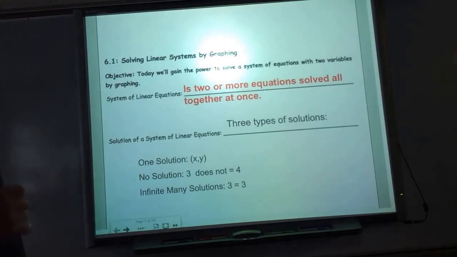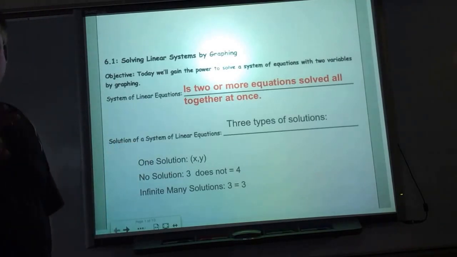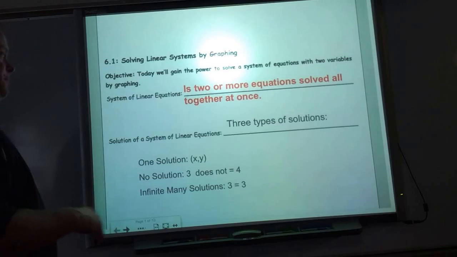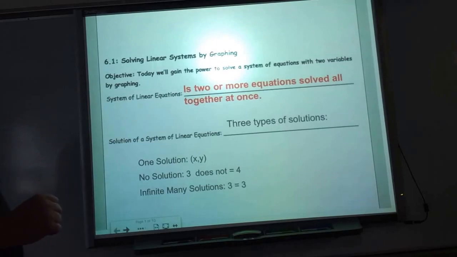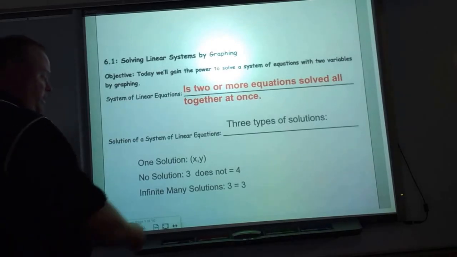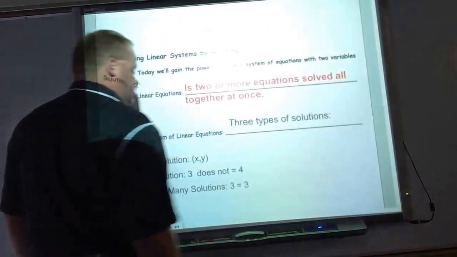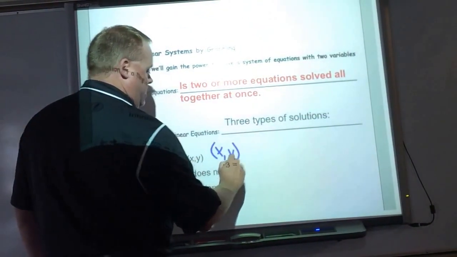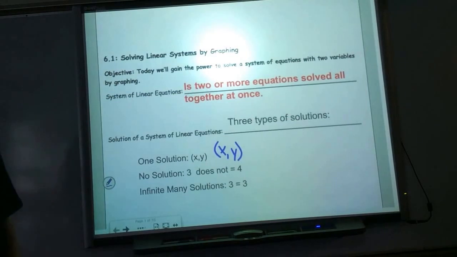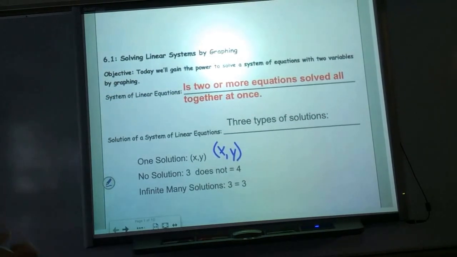A solution of a system of linear equations, well, there's going to be three types. And remember, a solution means an answer, right? We get an answer. There are going to be three types of solutions for a system of linear equations. The first one is one solution, i.e. just an x, y. So I'm going to get an ordered pair, I'm going to get an x and y equal to a number. That's going to be a one solution.